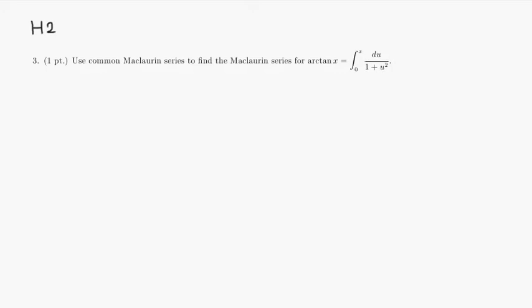Okay, let's look at homework 2, problem number 3. So we're going to use a common Maclaurin series to find the Maclaurin series for arctangent, which can be written as the antiderivative of 1 over 1 plus u squared. So let's do that.